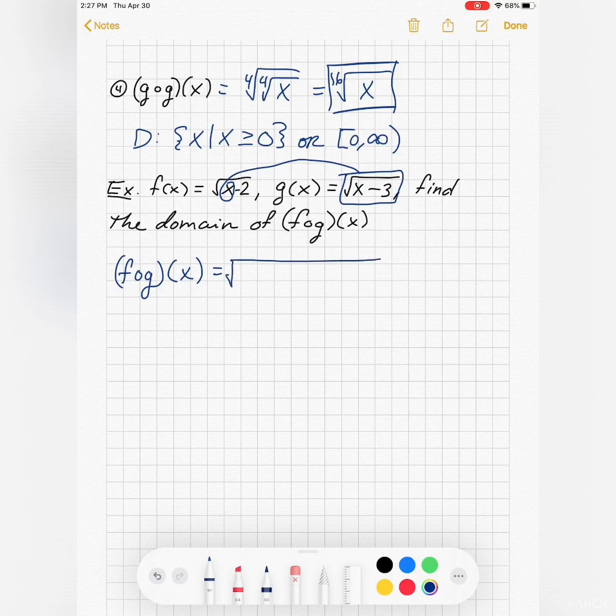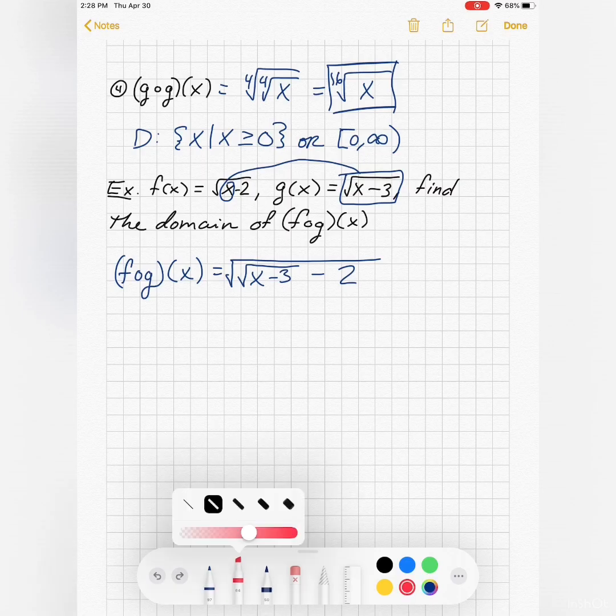is square root of x minus 3 minus 2. Now there I'm stuck, because I have a subtraction here, a subtraction here. Nothing I can do with those. But I'm interested in the domain. Okay.